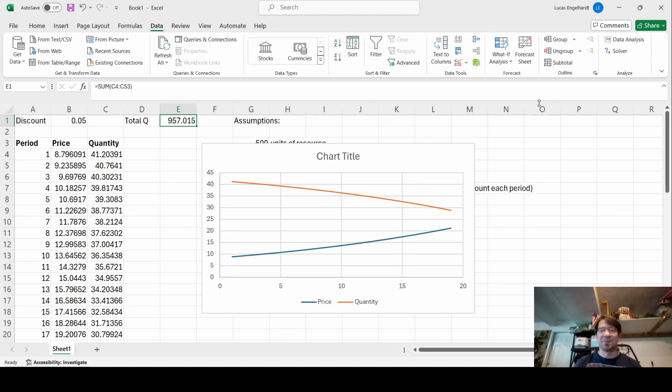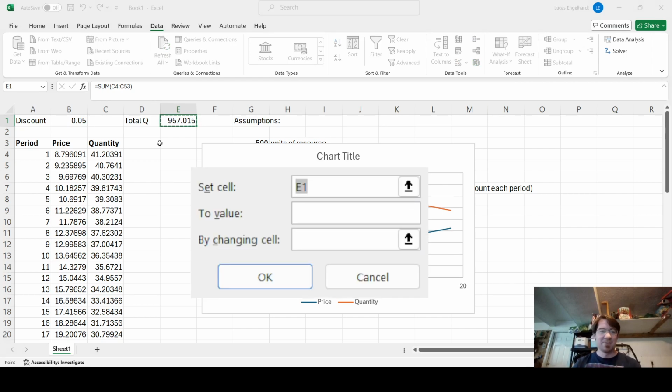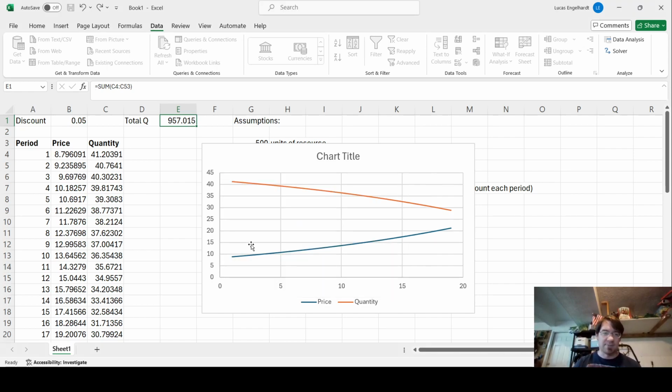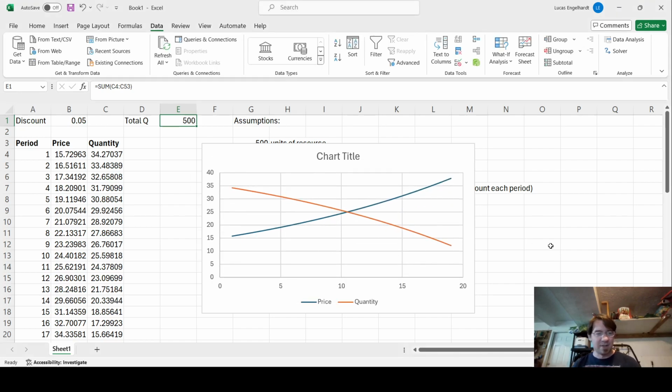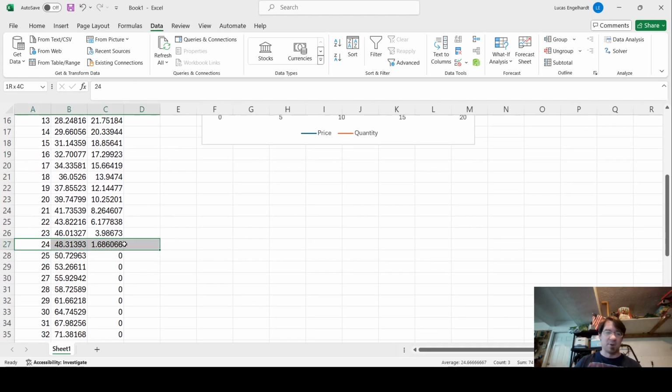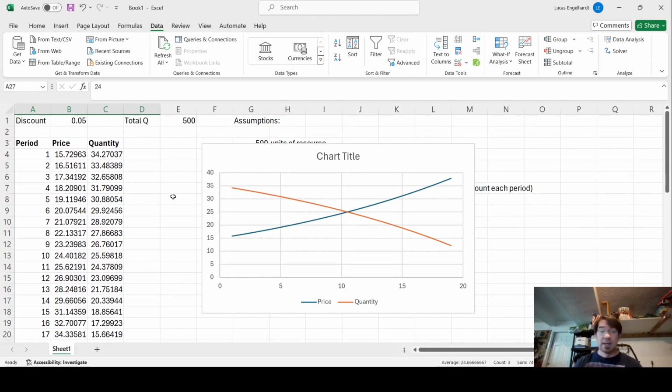So back to data, What-If Analysis, Goal Seek again. Again, we want to set this equal to 500. So it's not automatically going to adjust everything to keep that at 500. You have to keep going back and rechecking that. There we go. So that's much better. Now the total is 500 again. So we run out after about 24, 25 periods, which I think is what I said in that video. All right. So now let's look at one of the more complicated cases.